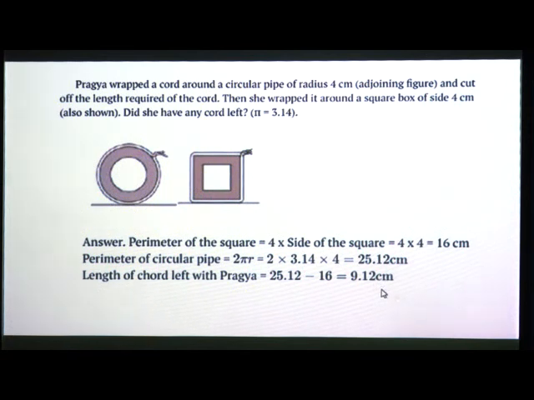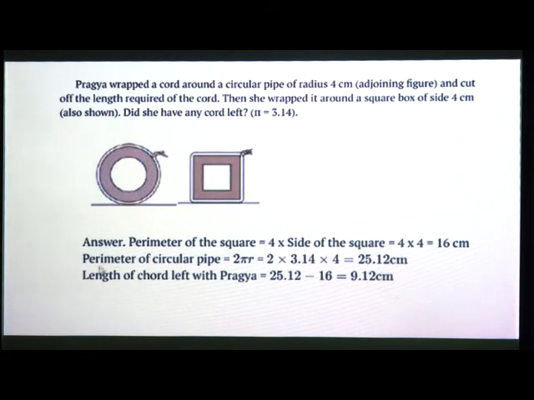So, first what had we done? We found the perimeter of the square. One side of the square is given as 4 centimeter, and the cord was wound around the square box. So, the perimeter of this was 4 multiplied by side, that is 4 into 4 is 16. The perimeter of a circular pipe, or circumference of a circle, is 2 pi r. After substituting the values, we get the product as 25.12 centimeter. That is nothing but the perimeter of the circular pipe.